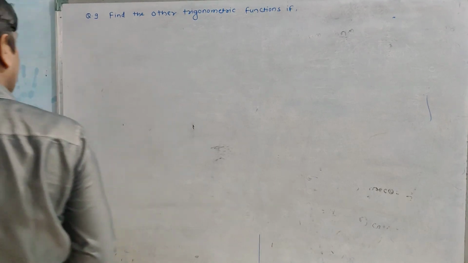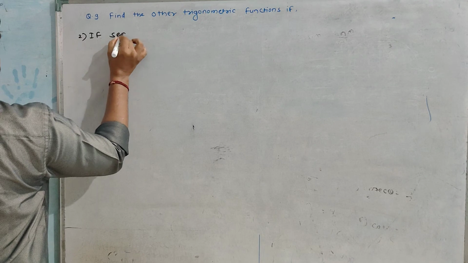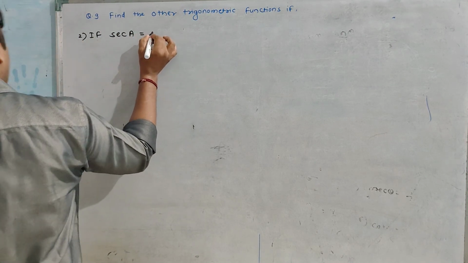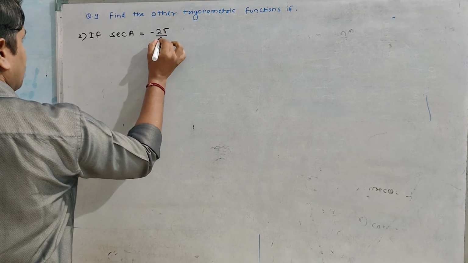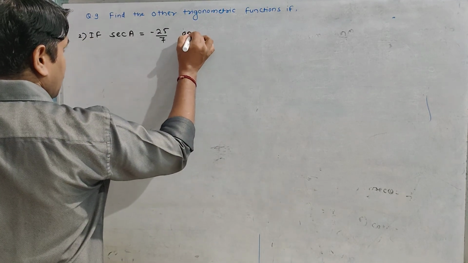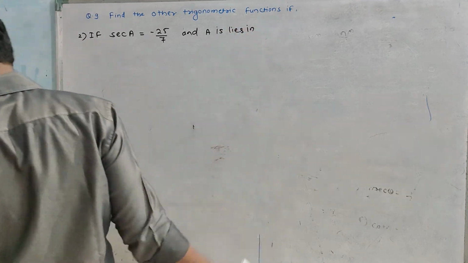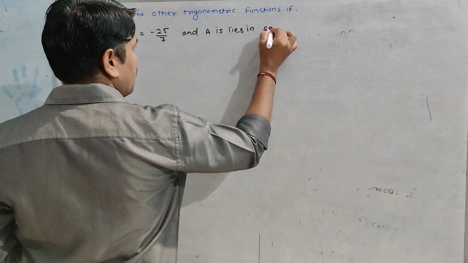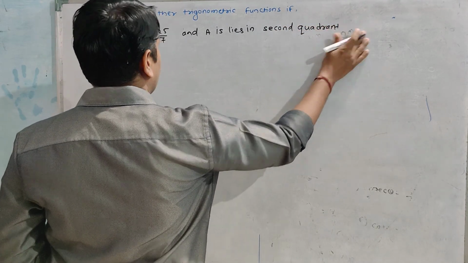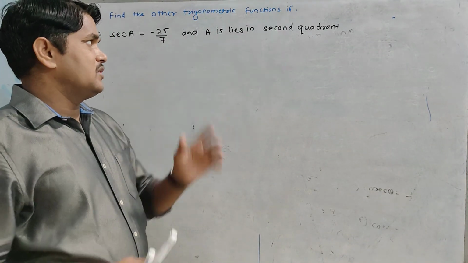Second one. Say A, where theta is replaced by A. Sec A is equal to minus 25 upon 7, and A lies in the second quadrant. Then find the other trigonometric functions. Here it is already given that A lies in the second quadrant.